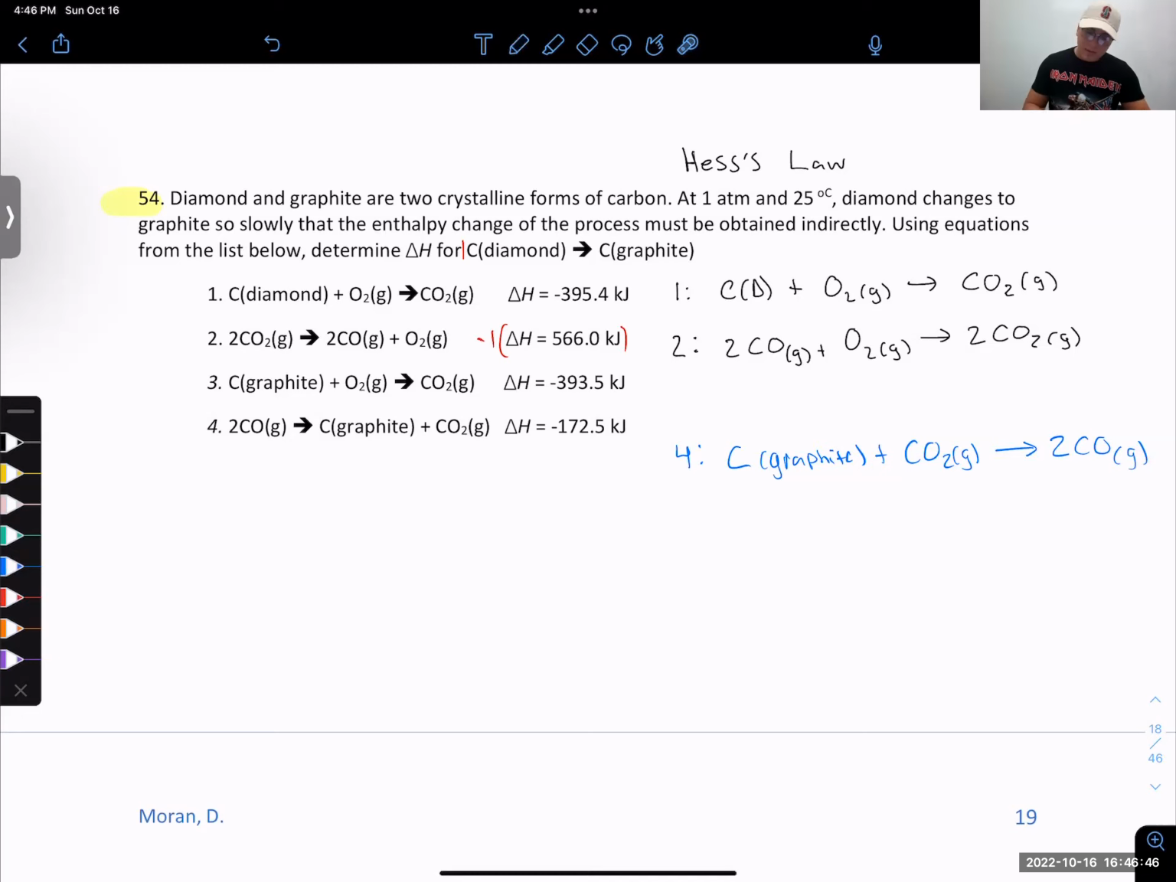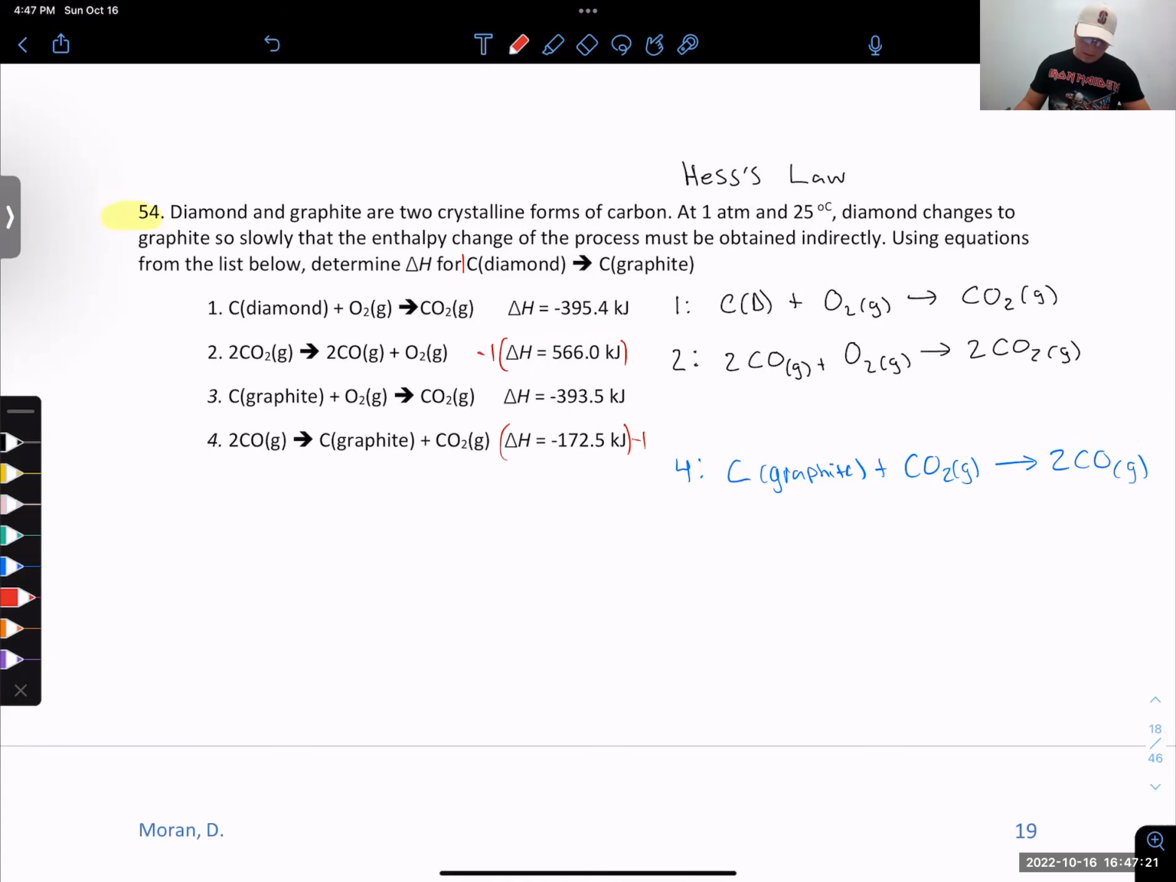Okay, so you must be thinking, why did he put carbon graphite on the left side? It needs to be on the right side. That's correct. It does need to be on the right side, but remember, we have another equation that has carbon graphite that we're going to switch around so that it's on the right side to see if our math works. So since we flipped number 4, what do we have to do to the delta H? We flipped the reaction, so now that means we have to flip the sign of this one as well. So we're going to multiply it by -1. Okay. And now let's go ahead and see what we have to do for 3. So we know we want carbon graphite on the right side.